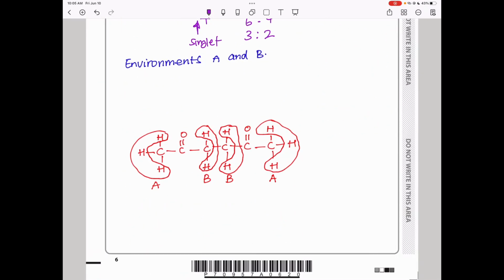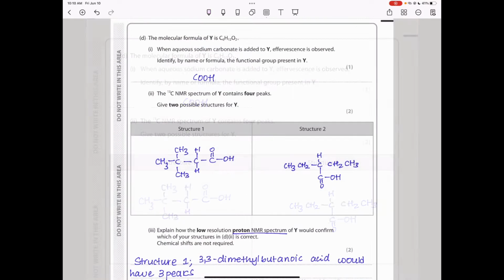Here I further broke it down to show you. The formula of Y is C6H12O2. When aqueous sodium carbonate is added to Y and effervescence occurs, and the compound you're adding it to is organic, that means there is an organic acid, of course, a carboxylic acid. So if we are looking to identify by name or formula the functional group, it is going to be the carboxylic acid functional group, which is basically that.